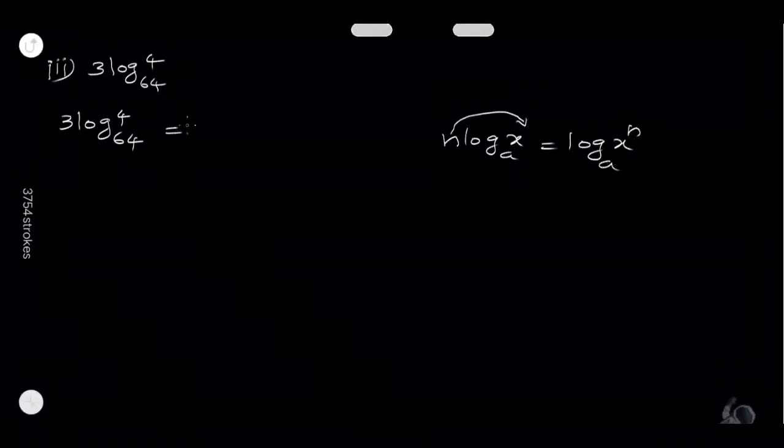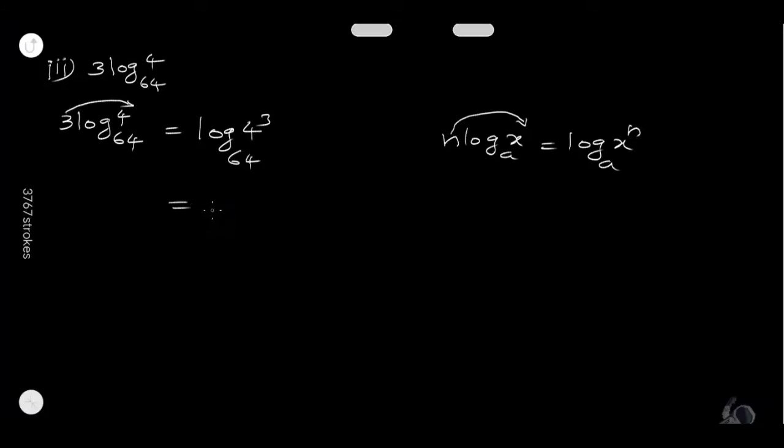Next, third problem, 3 log 4 base 64. Here we can use the power formula, that is n log x to the base a equal to log x power n. So this n becomes x power n. Before log 3 is there, so this 3 becomes 4 power 3. So log 4 power 3 base 64.